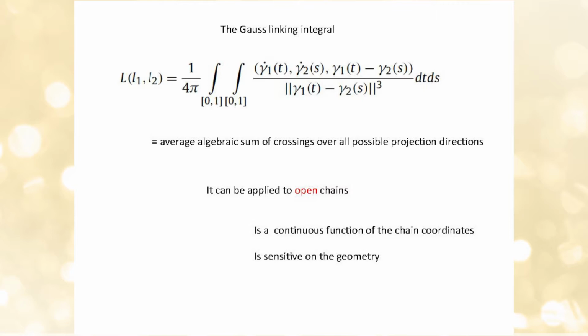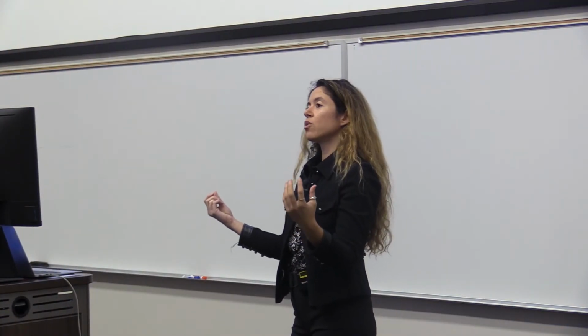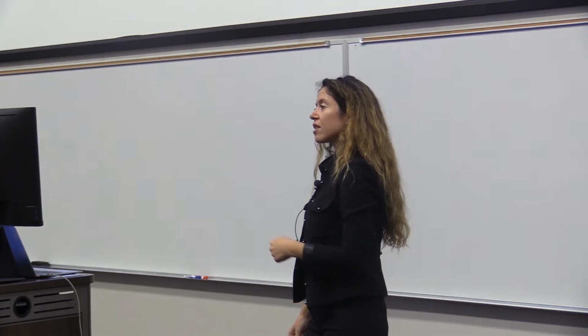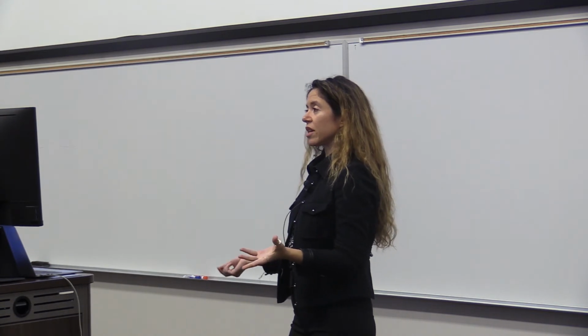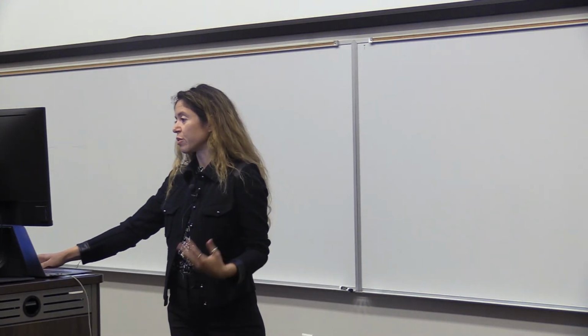For example, I have these two open arcs, right? If I project them right down on the ground, there are no crossings. But if I project them another way, there will be a crossing. So take the average over all possible projection directions. That is what this linking number is. It is, in a sense, the expected algebraic sum of crossings you will see in any projection direction. This integral has the same meaning for open and closed chains, but for closed chains it doesn't depend on the projection, and it doesn't change under ambient isotopy.